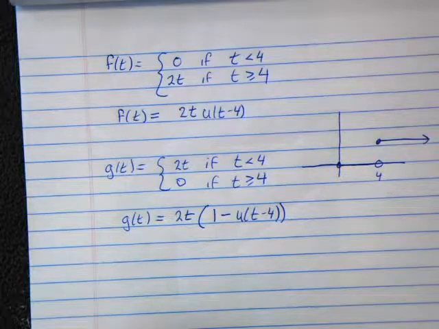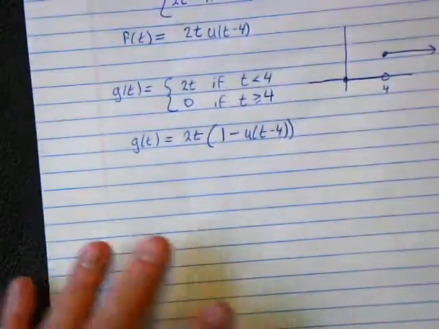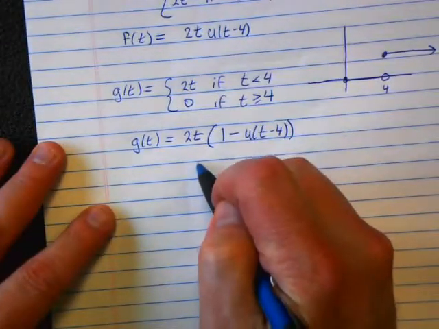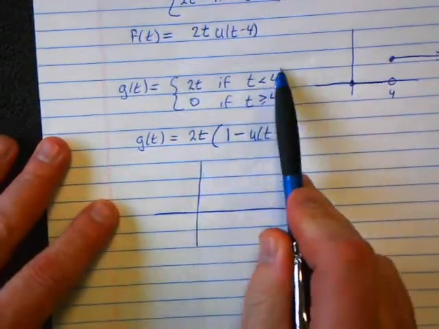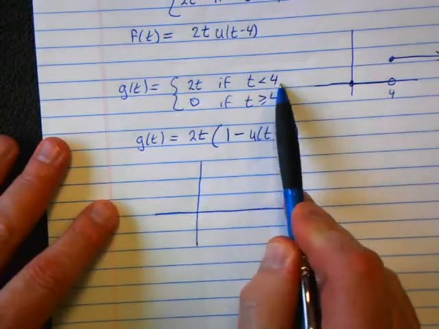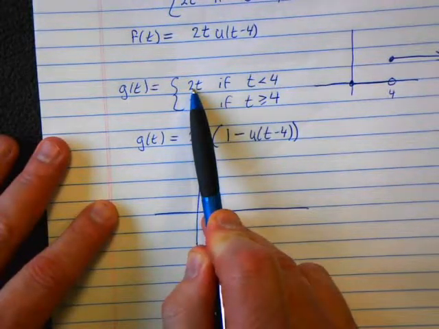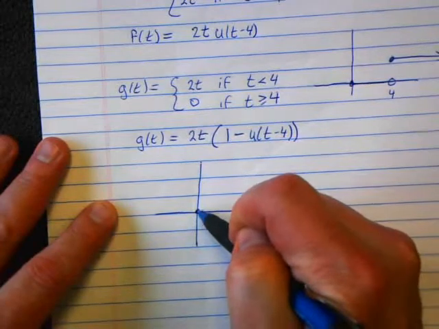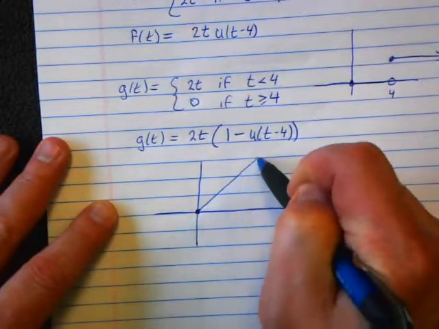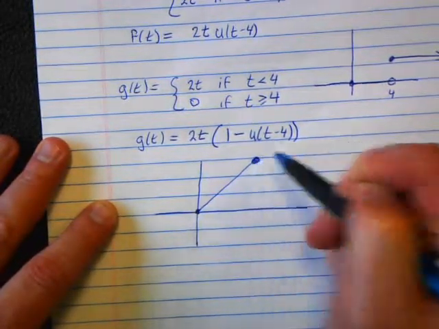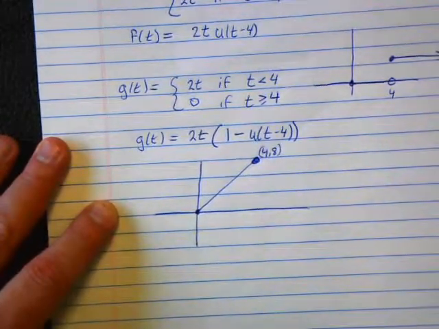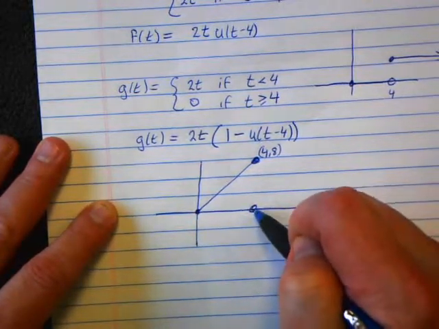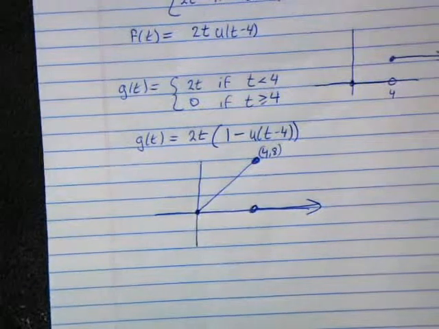So what does this graph look like? That's an excellent question. Well, between 0 and 4, it's simply the line 2t. So the line 2t goes through 0, 0, and when I get to 4, it hits the point 4, 8, and then drops back down to 0. Once I hit 4, it drops down to 0, and it's always 0.